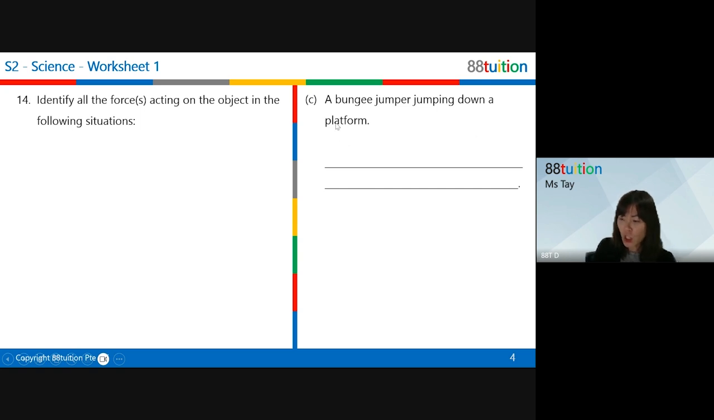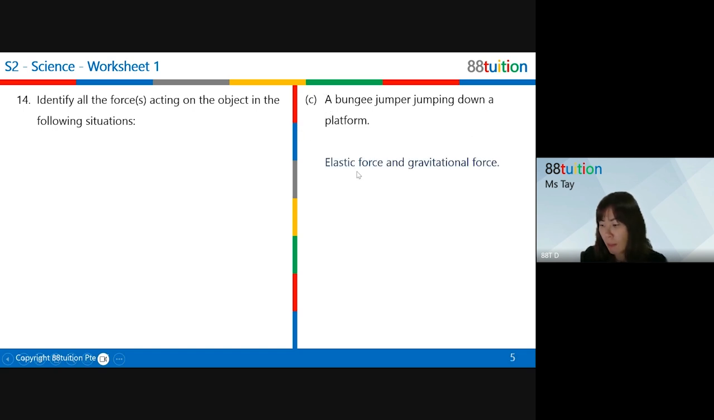Now, a bungee jumper jumping down a platform. Jumping down a platform. All right, so this one, there is elastic force, there is gravitational force. Why is there elastic force? Any idea?